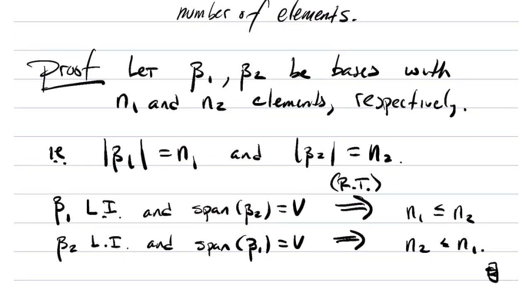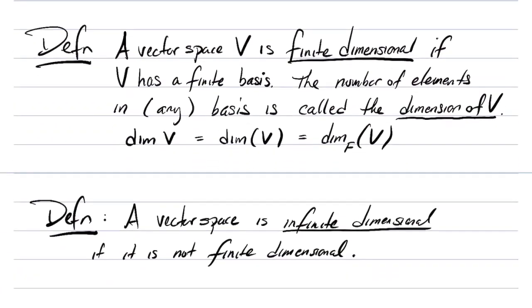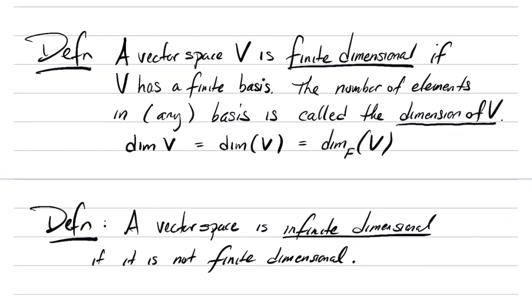Very important fact. In fact, we're going to give it a name. We're going to call a vector space finite dimensional if it has a finite basis. Okay, makes sense. Finite dimensional, it has a finite basis. And the number of elements in any basis, as we just proved it doesn't matter which basis, is called the dimension of the vector space. That number depends only on the vector space, not on the basis. So we're going to call it the dimension of V. For shorthand, I'll write it like this, dim V.